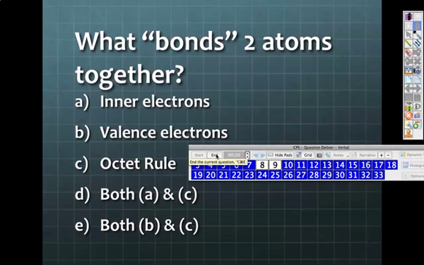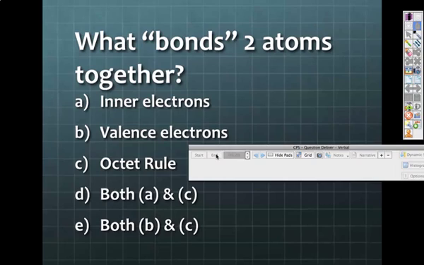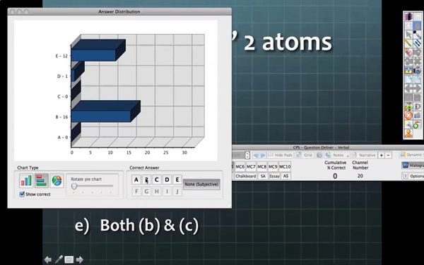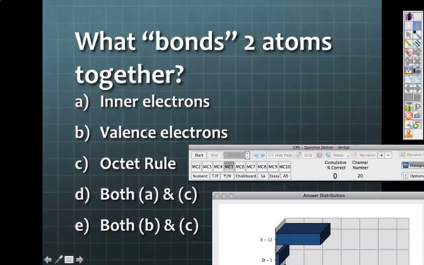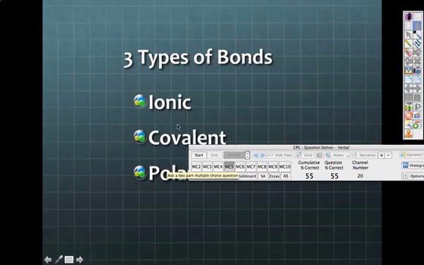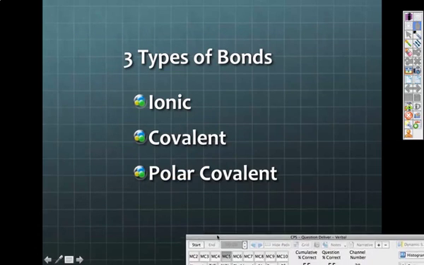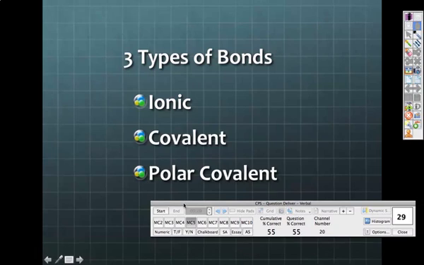Okay, I'm going to end this anyways, and we should say B, valence electrons. Valence electrons, that's what's actually doing the bonding. Some of you were thinking the octet rule, but that doesn't actually bond them together. It helps guide us somewhat, but it's not actually involved in the bonding. Common misconception.